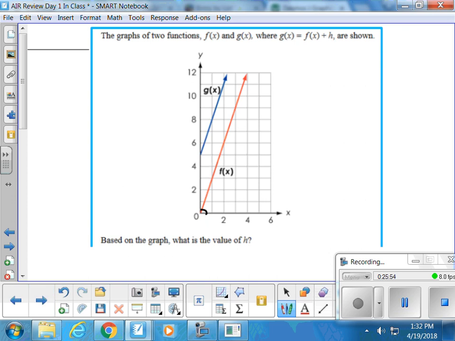So in other words, how far has one graph been slid up? That's how I thought about it. How far has it been slid up? Just count it. 1, 2, 3, 4, 5. It's been slid up 5, so h is 5.